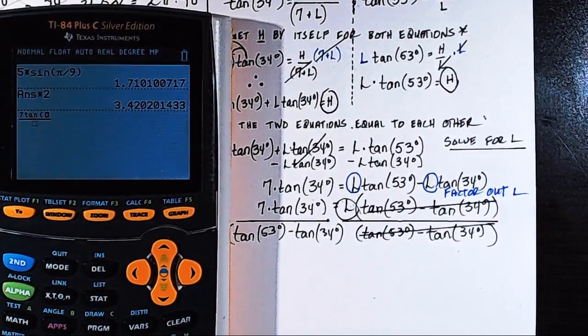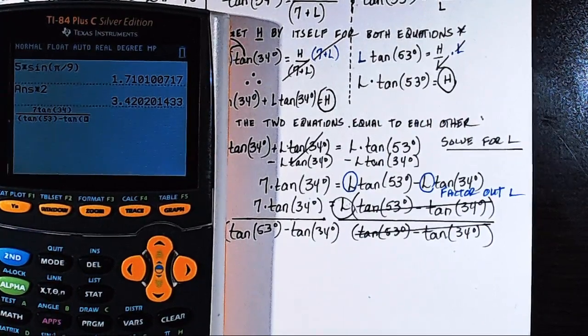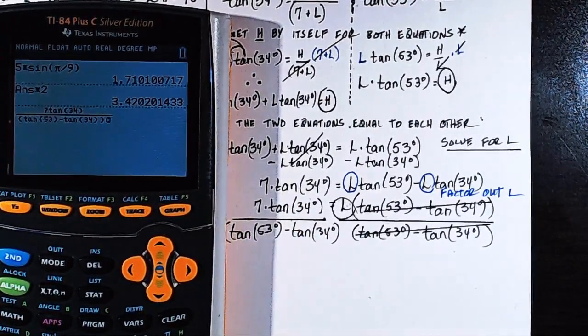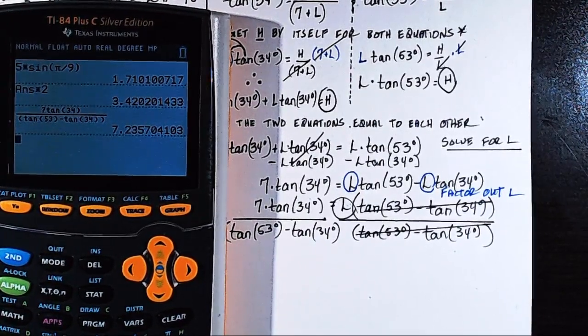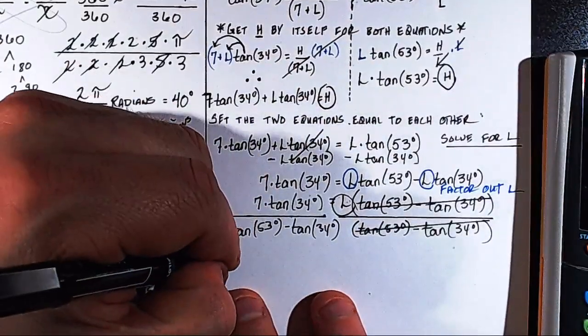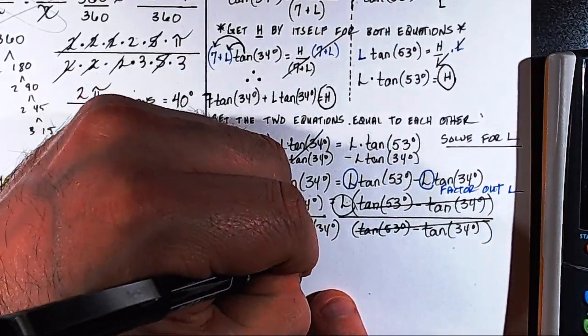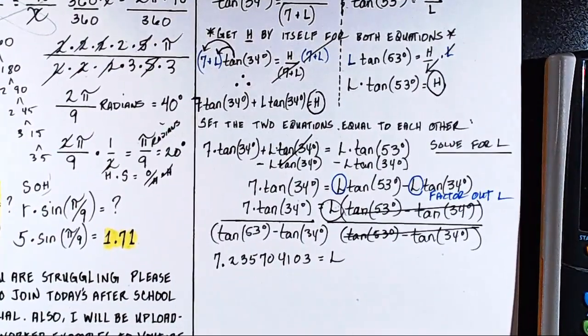So you got 7 tan 34 degrees over, now open parentheses, tan 53 minus, close parentheses, tan 34, close parentheses, and then final close parentheses. So that is a faithful representation of what we have right there. And let's see what the answer is. 7.235704103. I'm going to write the whole thing out. 7.235704103 equals L.